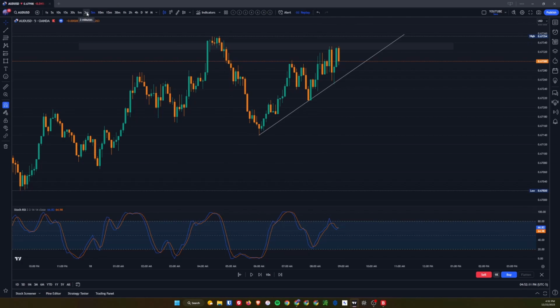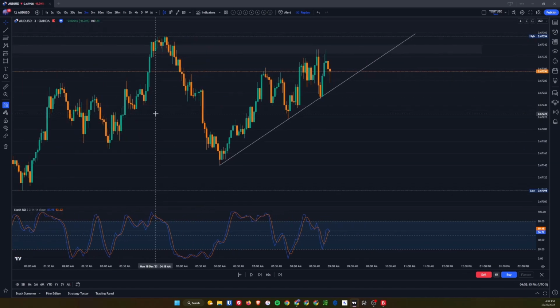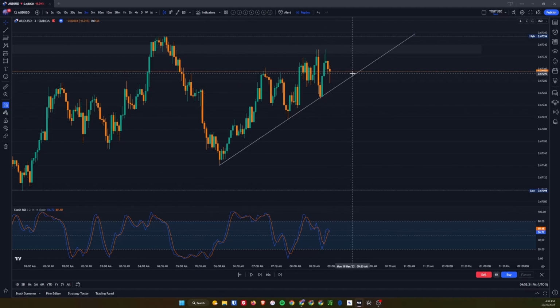And what I tend to do is go on a 3-minute and look what happened. Went up. Now I'm combining multiple confluences. I'm combining support or resistance and supply and a trend line break, counter trend line break, and stochastic overbought on the 3-minute.